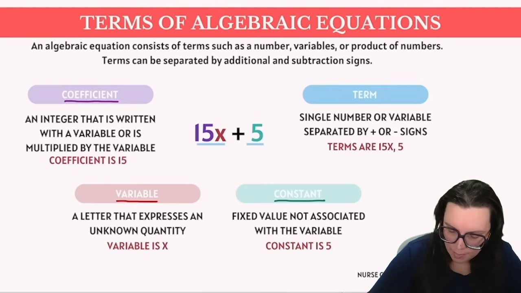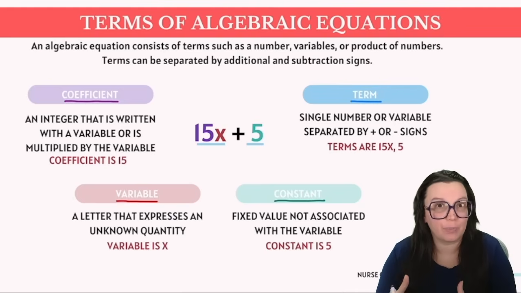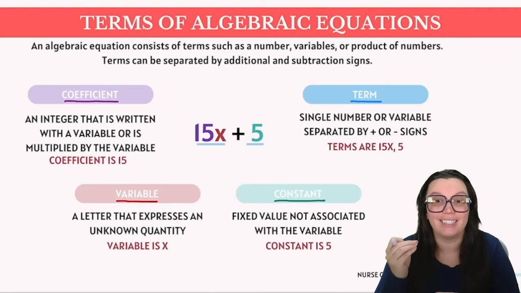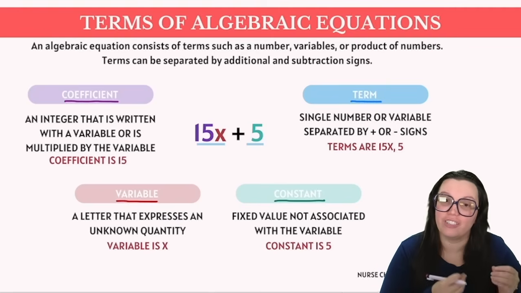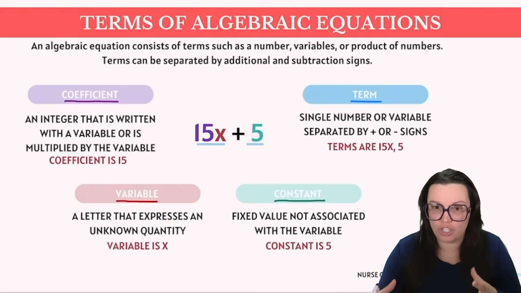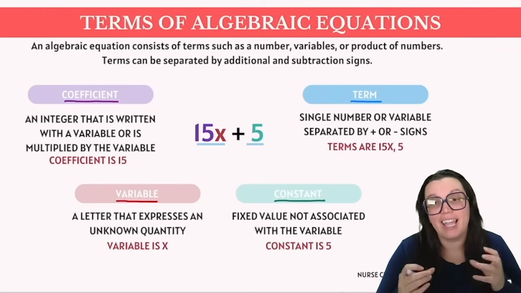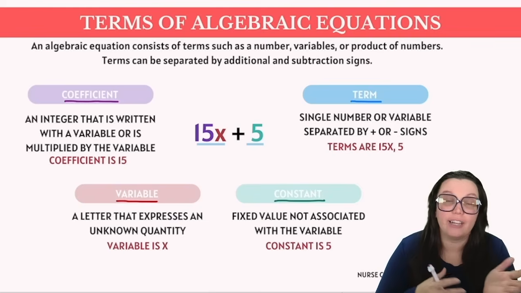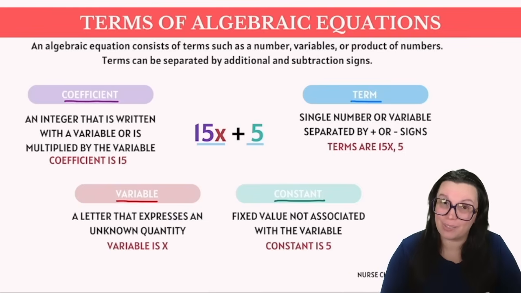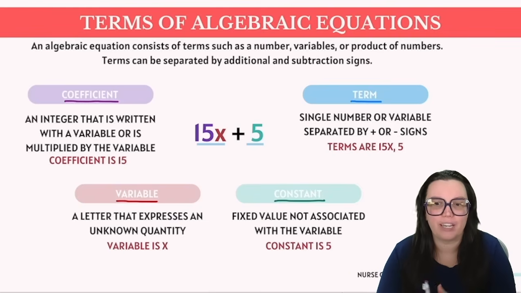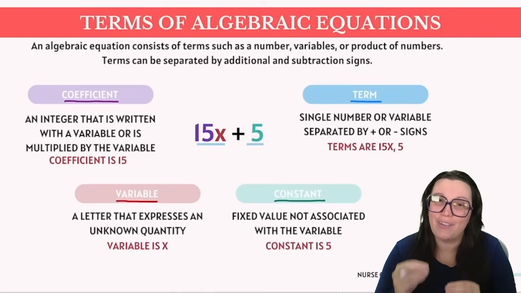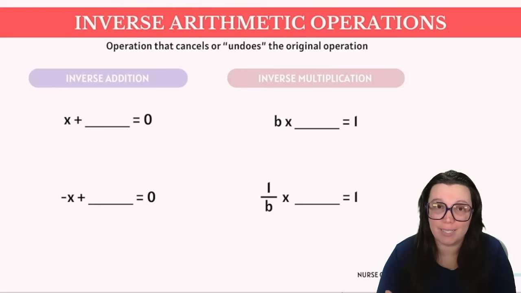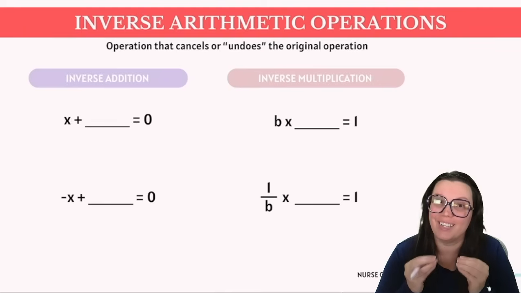And finally, let's talk about terms. So in an algebraic expression, a term refers to a component that is delineated by addition or subtraction symbols. So for example, in our expression, 15x and 5 each represent distinct terms. So essentially, terms are the building blocks of an algebraic expression, excluding the operators, that is our addition and subtraction themselves. Although the concept of terms might not be the primary focus, it's crucial to understand because it underpins the structure of algebraic expressions. Another important concept that you're going to need to know is inverse arithmetic operations.